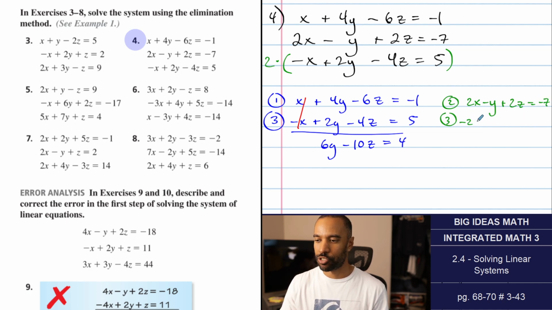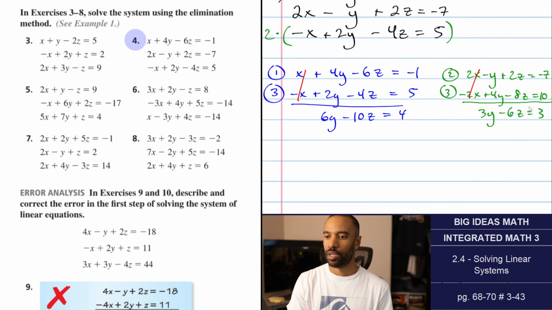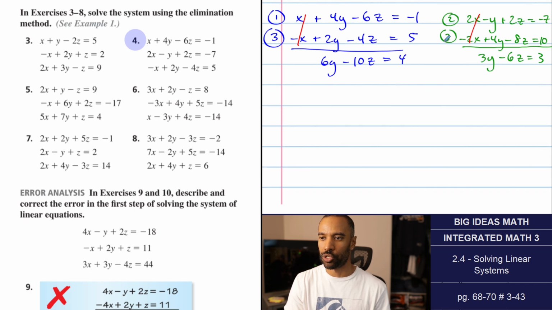And then negative 2x, that's where those will cancel, plus 4y minus 8z equals 10. That's the multiplying by 2 effect. As these are gone, we now have 3y minus 6z equals 3. So now I have a system of 2 in place with this guy and this guy. Let's see what they look like together and see what you want to do to solve here.